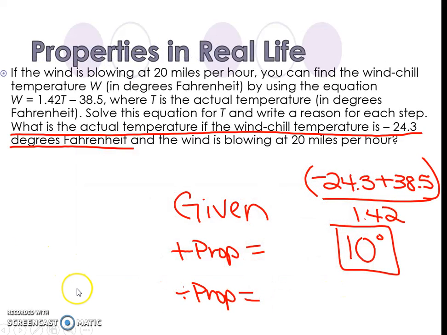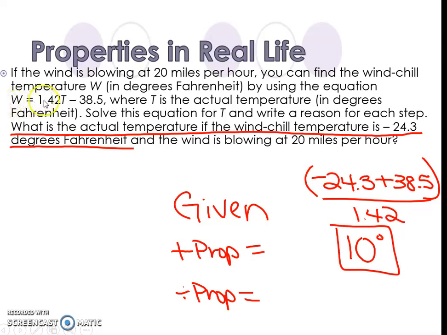Next thing we're going to do is look at properties in a real life situation. If the wind is blowing at 20 miles per hour, you can find the wind chill temperature W in degrees Fahrenheit by using the equation W equals 1.42T minus 38.5, where T is the actual temperature in degrees Fahrenheit. Solve this equation for T and write a reason for each step.